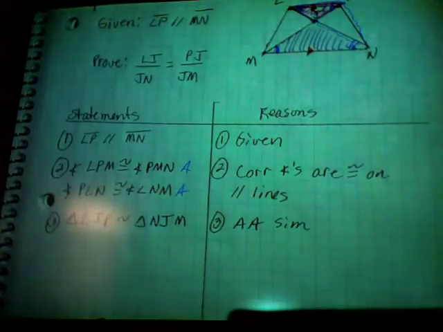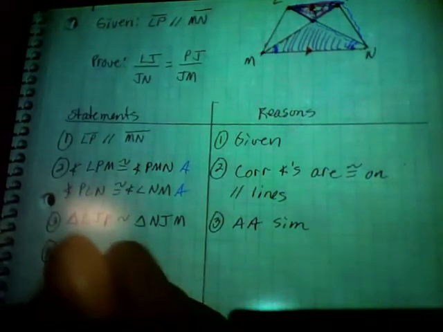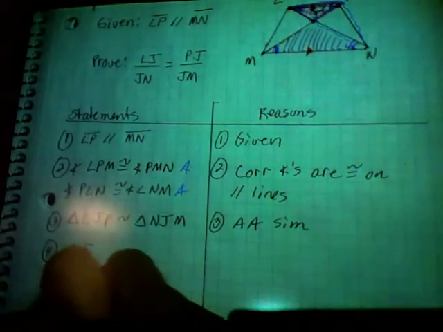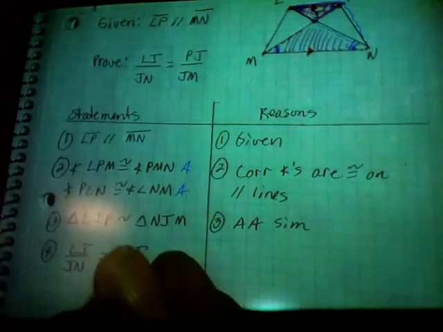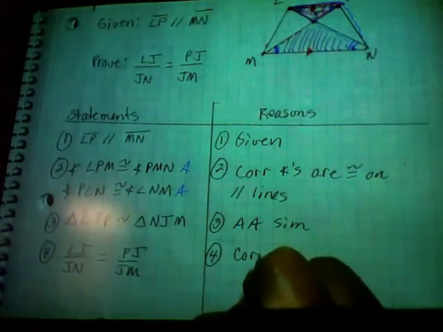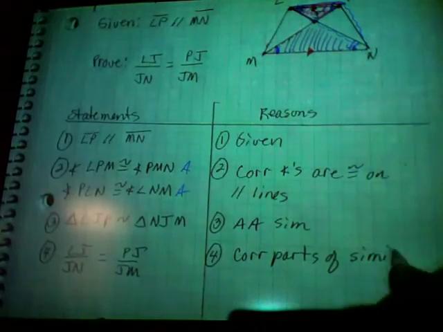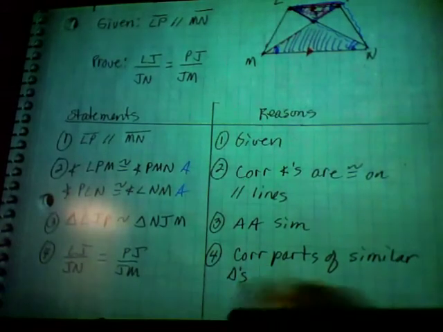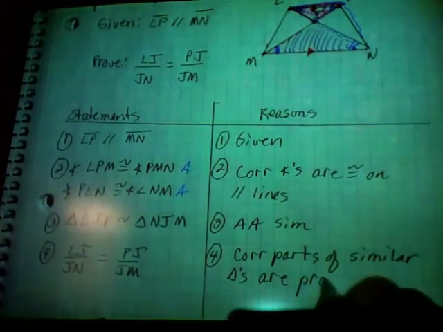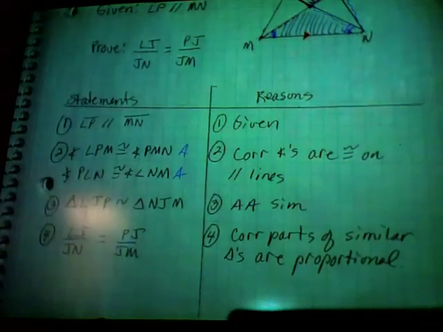The minute we do AA similarity, we've proven the triangles are similar, then aren't any of their corresponding parts also proportional? So I can go immediately to that proof statement of LJ is to JN as PJ is to JM. And the reason is that corresponding parts of similar triangles are proportional. Done.